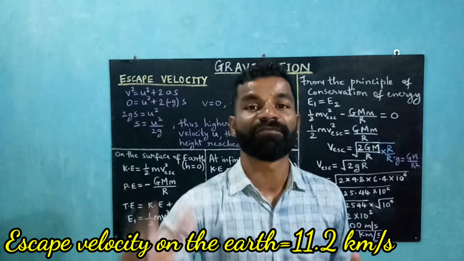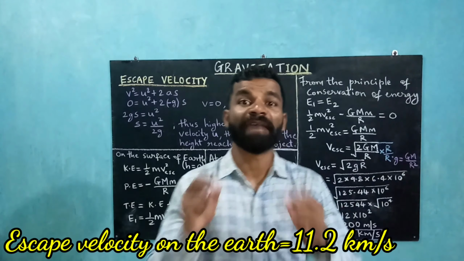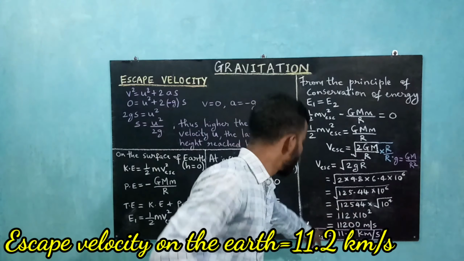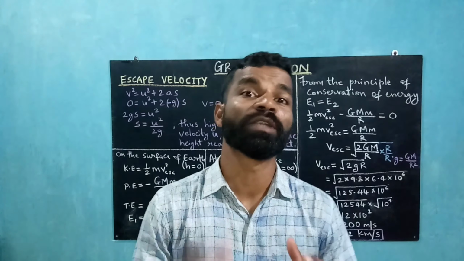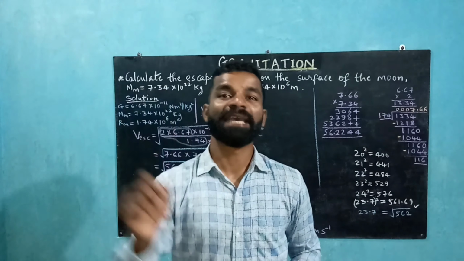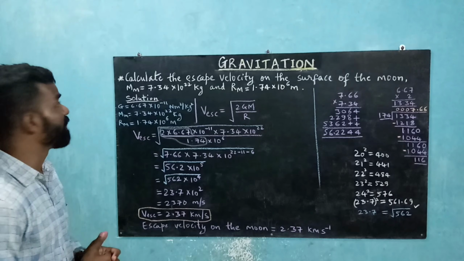Now the spacecraft which we launch to the moon or to other planets have to have initial velocities larger than this escape velocity to escape the gravitational pull of the earth and to travel to those objects. Next we will see the escape velocity on the surface of the moon. Calculate the escape velocity on the surface of the moon.